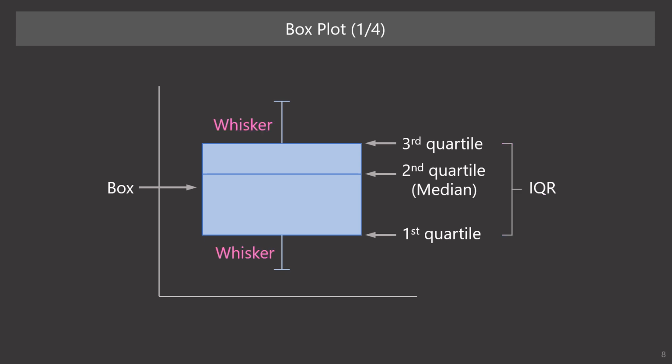The two vertically extending solid lines are called whiskers. The upper end and the lower end of the whisker represent the maximum value and the minimum value. So, the box plot visually shows the range of the data and the median. But it does not show the mean and the mode.